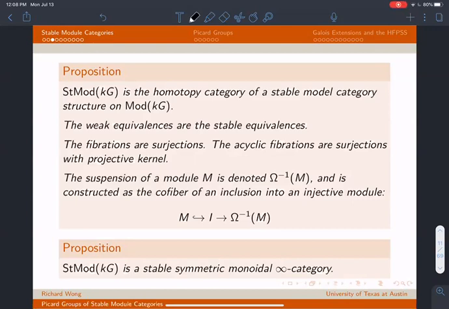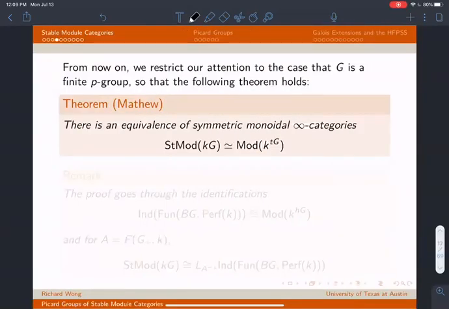So this is kind of what the stable module category is. And now I'm going to tell you about a different way to think about it, which is maybe the way that I think about the stable module category. So from now on, instead of a group whose order is divided by the characteristic of the field, we're just going to restrict our attention to the setting where G is a finite p-group.